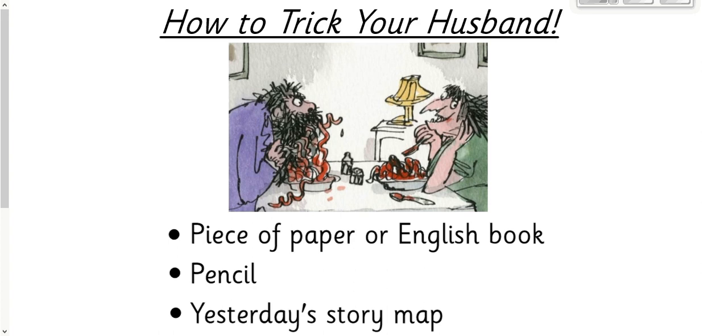For you to be ready for English today, you need these things. You need a piece of paper or your English book, you need a pencil, and you need yesterday's story map. If you don't have yesterday's story map, it's not going to be impossible, but it will be more difficult for you to do today's activities. So you need to go and get those things now. A piece of paper or your English book, a pencil, and yesterday's story map. Pause the video if you need to, and come back as soon as you're ready.